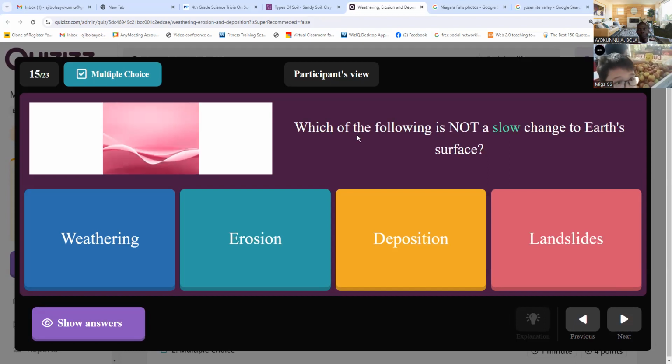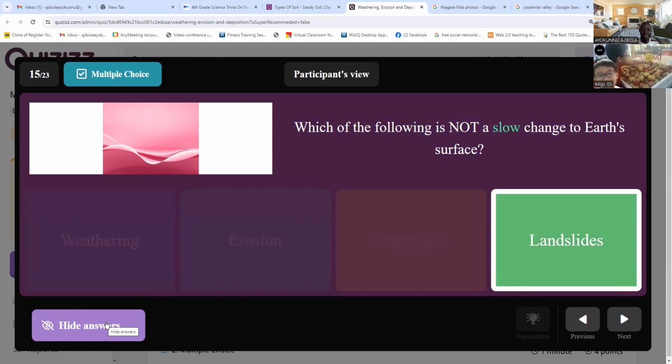Okay, let's go to the next one. Which of the following is not a slow change to Earth's surface? What's that in the picture? It's just a landform. So read the question. Which of the following is not a slow change to Earth's surface? Landslides. Yeah, a landslide is not a slow change. It happens very fast. Yes, correct.